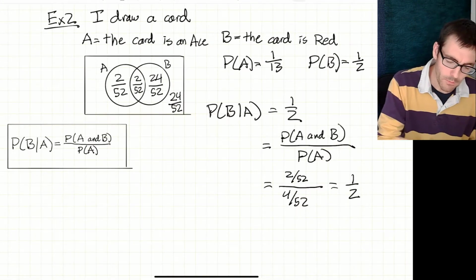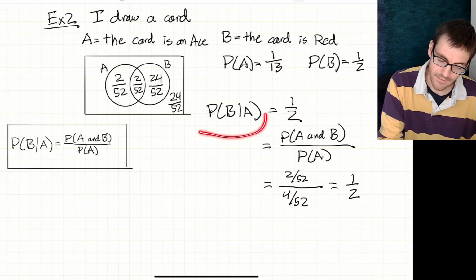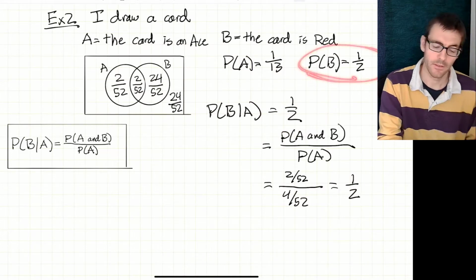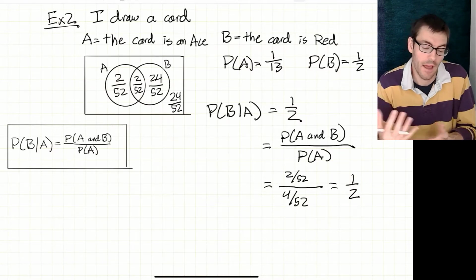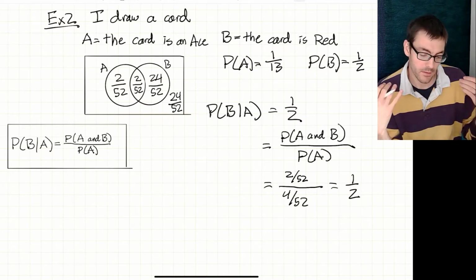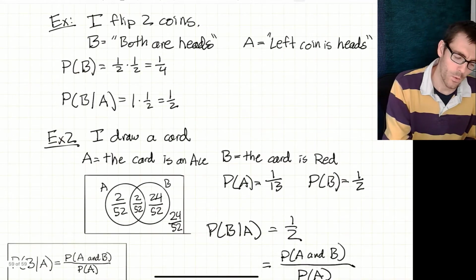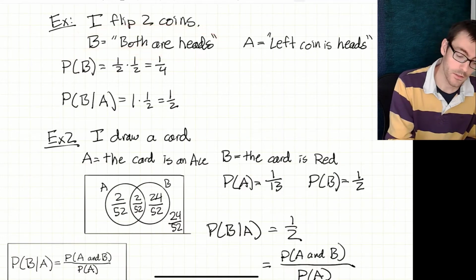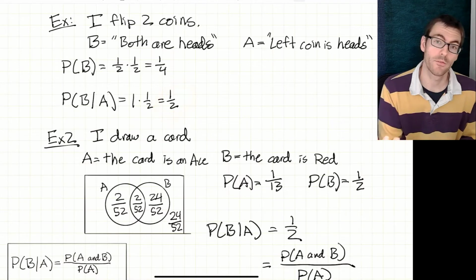All right, in this example, you might point out that our probability hasn't changed. The probability of B given A is 1/2, and the probability of B is 1/2. Assuming A hasn't changed the probability that the card is red. This is in contrast to our first example, where the probability that they're both heads, this B event, started off as a 4th, and then when we got some new information, we updated the probability to 1/2.